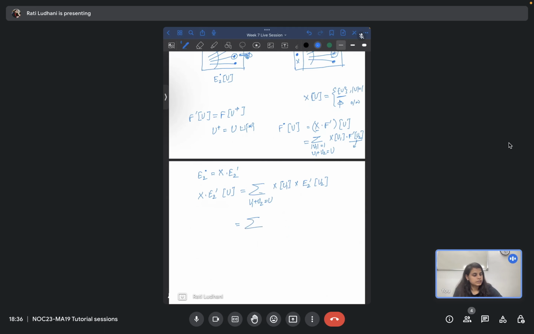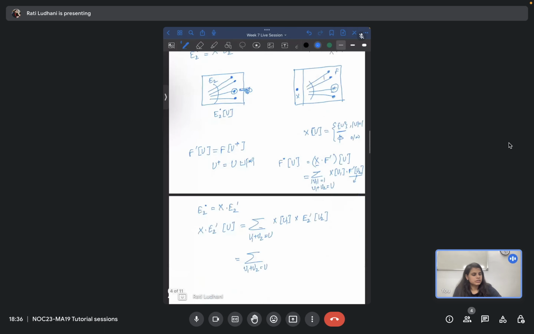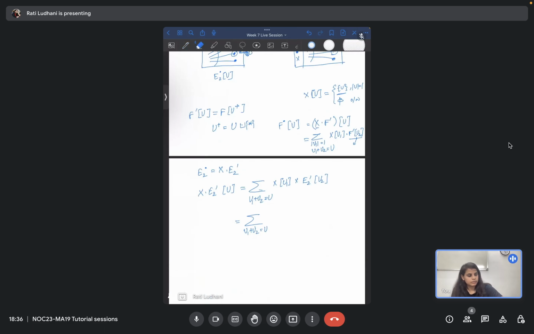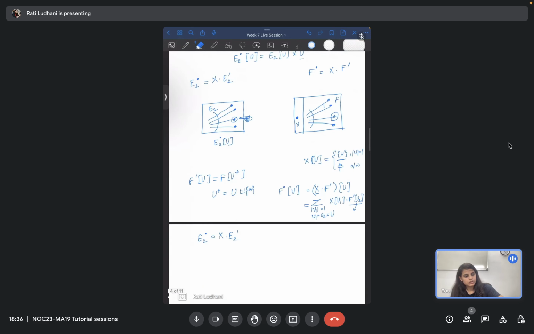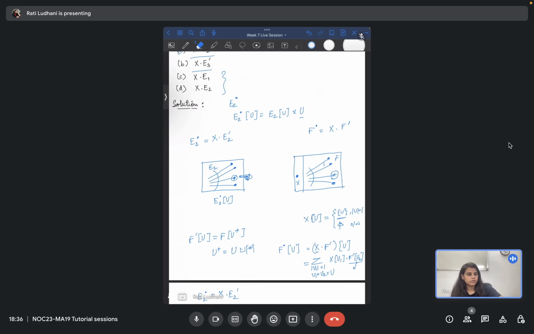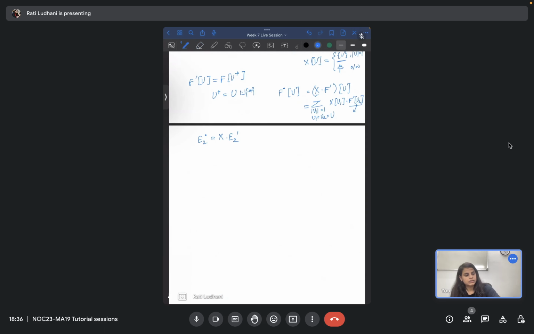So what is x? Okay, one more thing, we better not try this. We can do that, but there is no requirement in this question. The options are x dot e1 and x dot e2. So let's see if we can get something on e2 dash. If e2 dash is equal to something in e itself, then we can see if those options are correct or not. Okay, so what is e2 dash? E2 dash of u will be what?